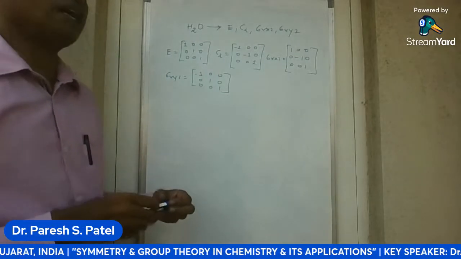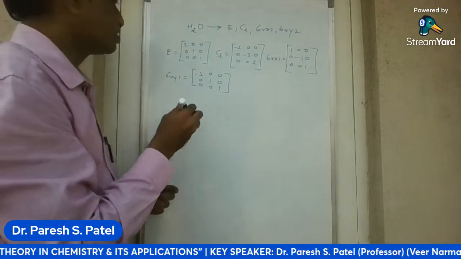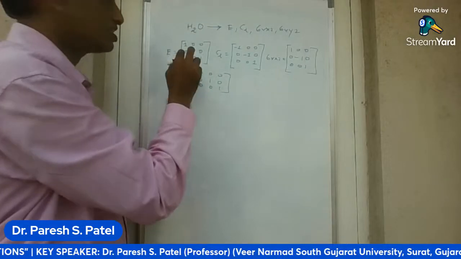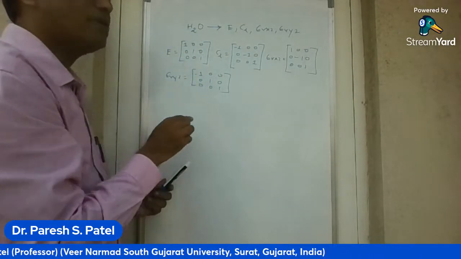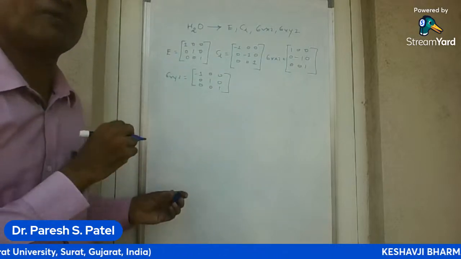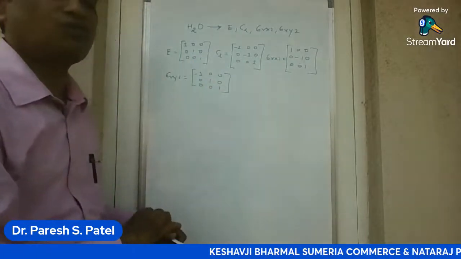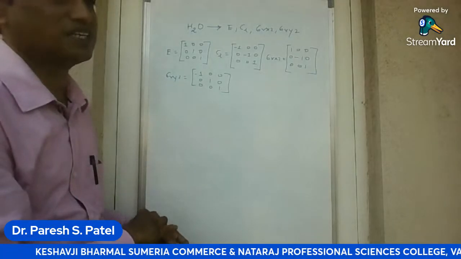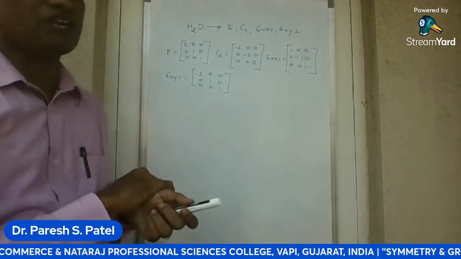Now, the dimension of this matrix: we already discussed that the dimension of any representation can be decided from the matrix representation for the identity symmetry operation. This is a 3-dimensional matrix, a 3 by 3 matrix. It means the dimension of this representation is 3. These are the 4 matrices of the water molecule: identity, C2, sigma Vxz and sigma Vyz. This is a 3-dimensional representation.